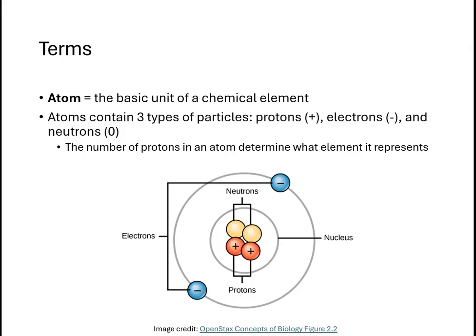This is different from the nucleus of a cell. Similar idea, it's kind of that central part, but structurally and functionally speaking, they are very different. They just have the same name. But the nucleus contains the protons and neutrons of an atom, and the electrons are in a cloud surrounding that.